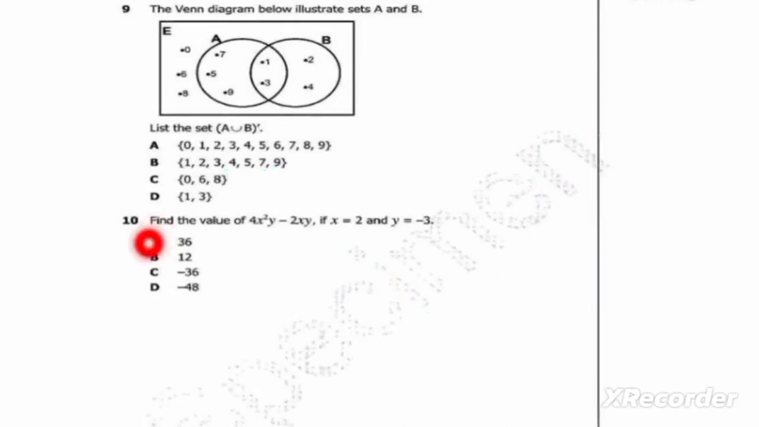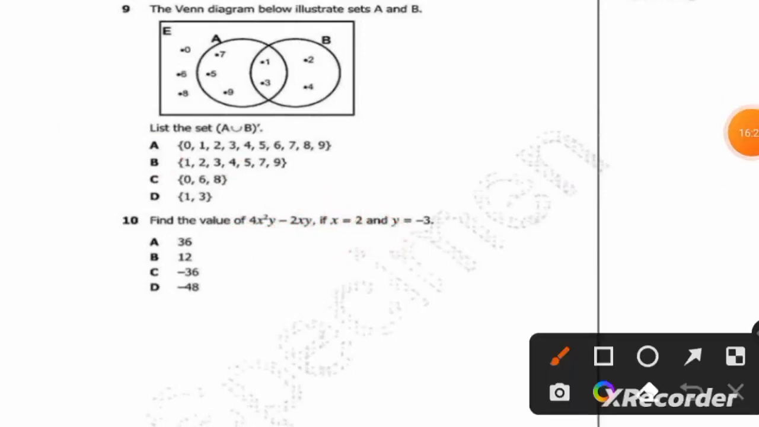Without wasting time, let us move on to question 10. Question 10, the question reads, find the value of 4x to the power 2y minus 2xy if x is equal to 2 and y is equal to negative 3. So we have 4x to the power 2y minus 2xy.